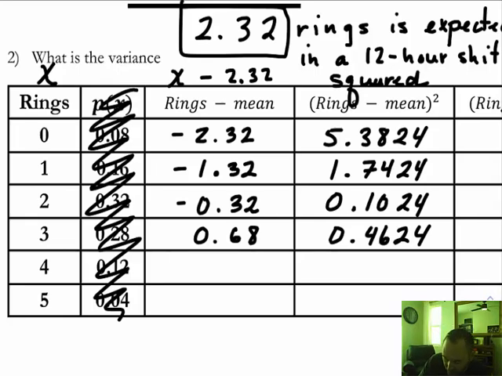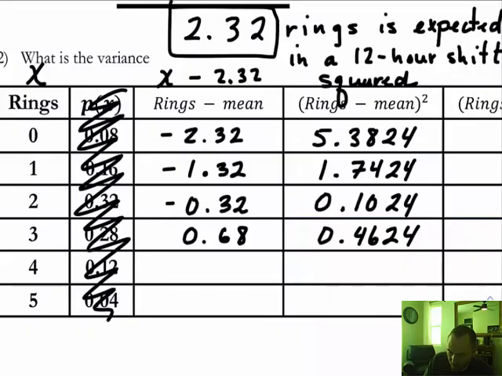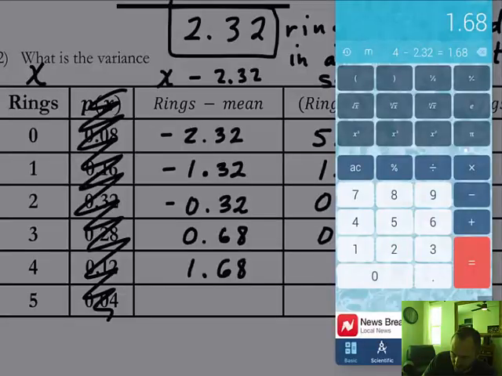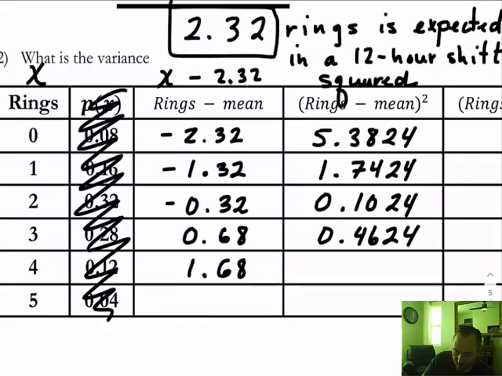Okay, almost done here, and then we'll deal with the probabilities last. 4 minus 2.32 is $1.68, and then let's go ahead and square that. So 2.8224.